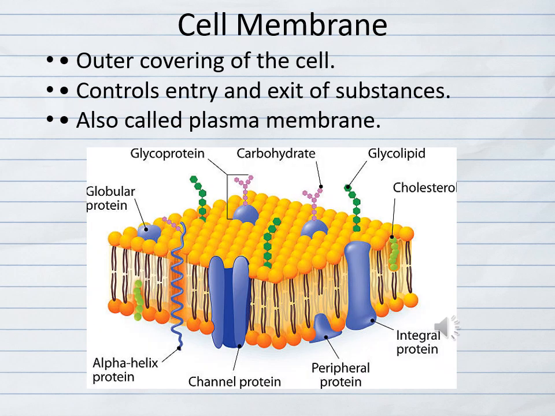Cell membrane. The cell membrane is the outer coating of the cell. It protects the cell and controls what enters and leaves it. It is also known as the plasma membrane.